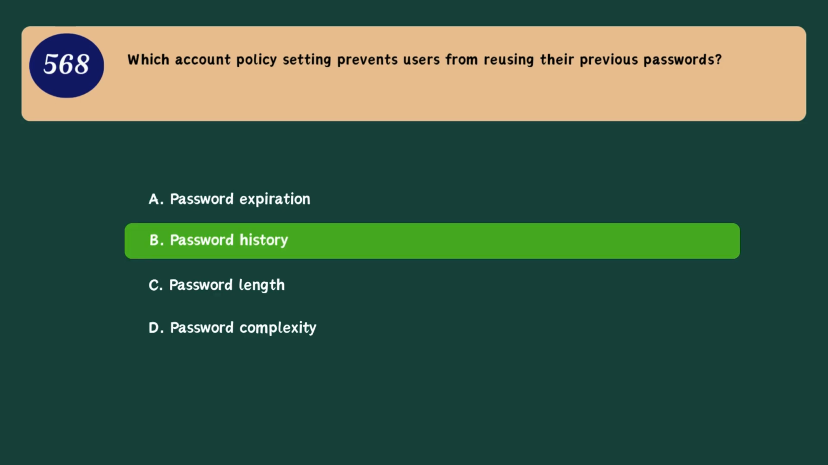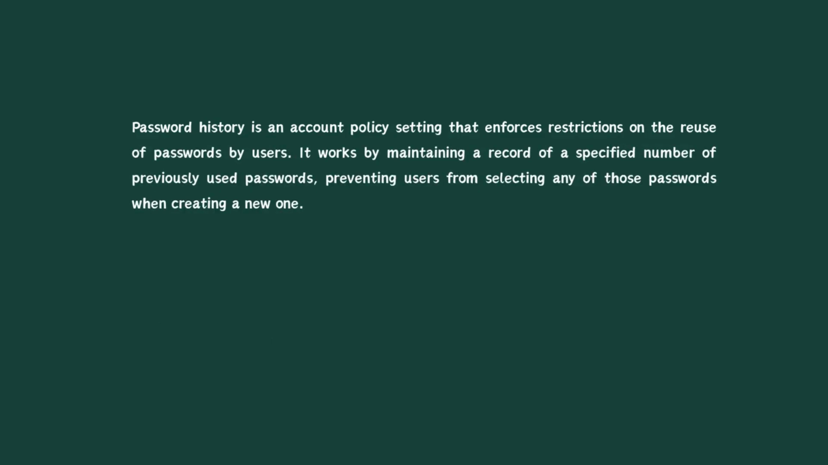Correct answer. B. Password history. Password history is an account policy setting that enforces restrictions on the reuse of passwords by users. It works by maintaining a record of a specified number of previously used passwords, preventing users from selecting any of those passwords when creating a new one.